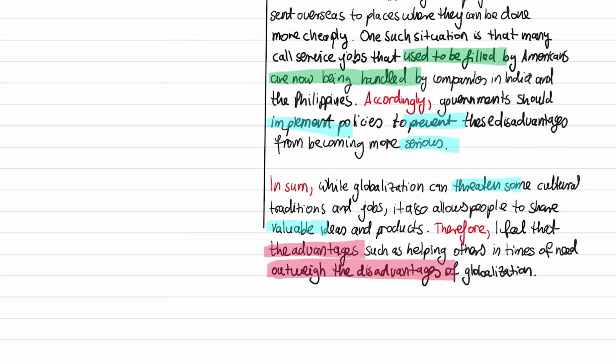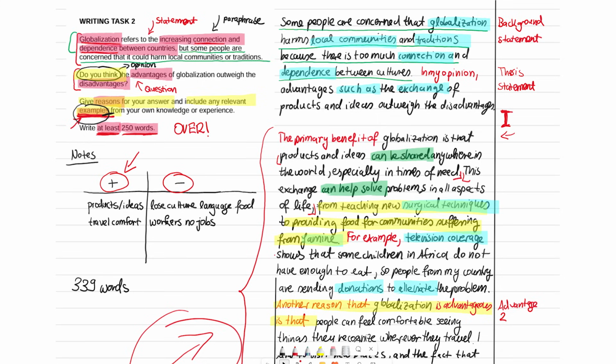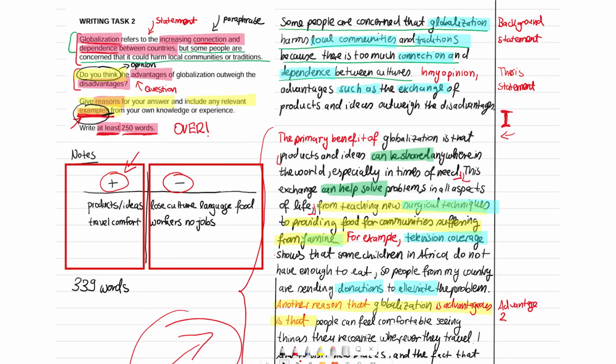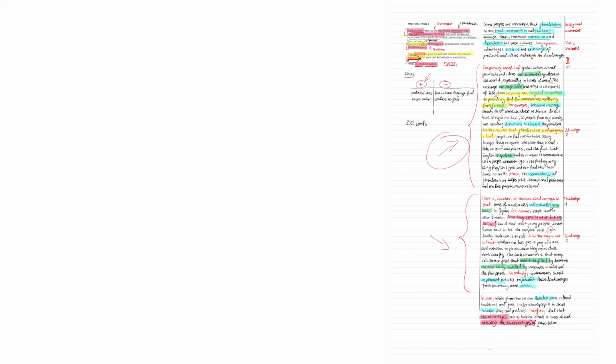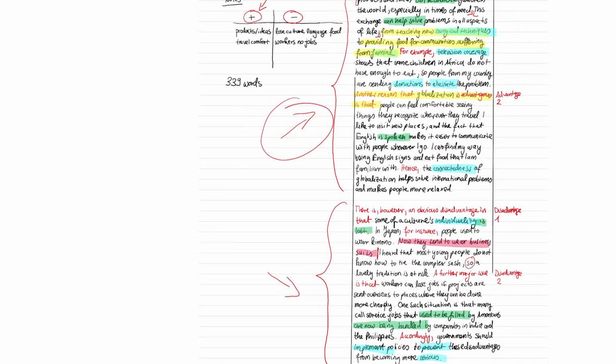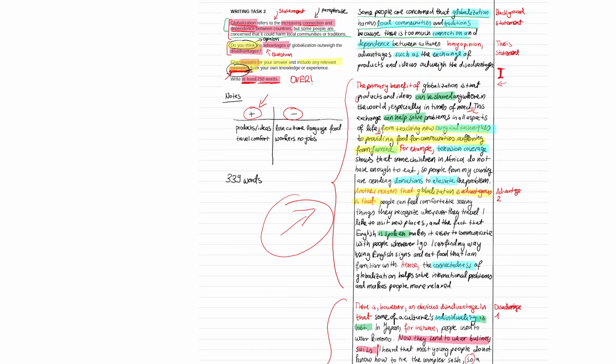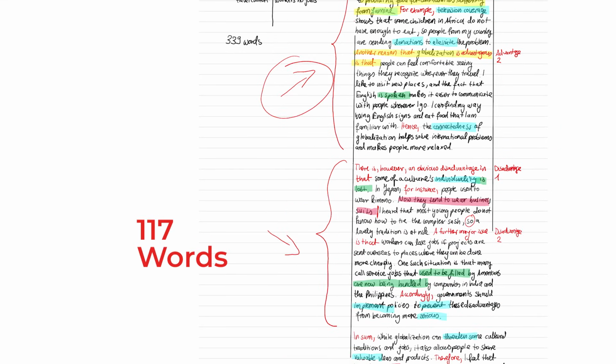Now, there are three important points I want to mention here. First, it's important to balance the paragraphs. This means you should write about the same number of words for both advantages and disadvantages. If you focus too much on one side, you look biased, like you haven't thought through the argument carefully. The body paragraphs in my essay look about the same length. Actually, the advantages are 146 words and the disadvantages are 117 words.